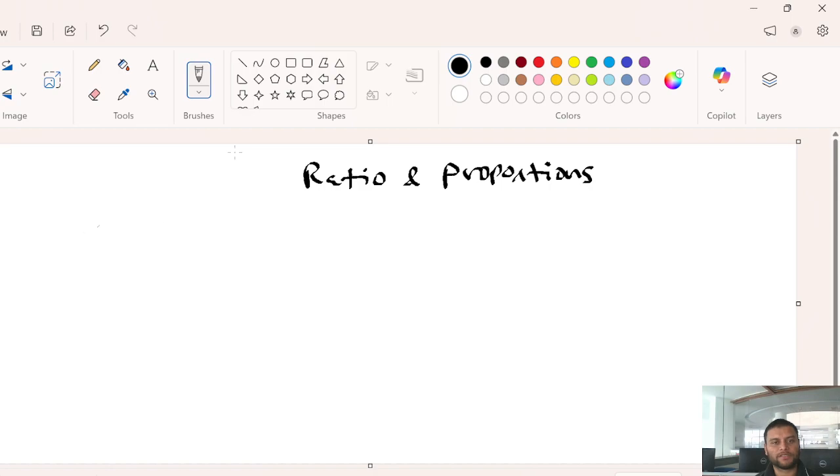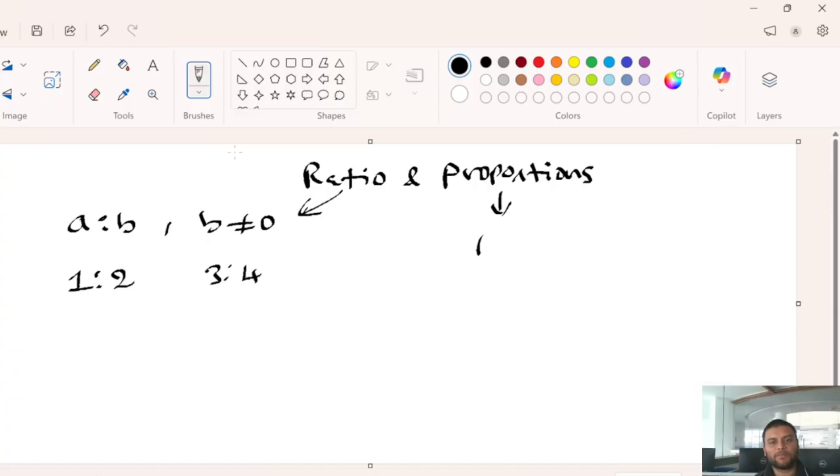Everyone knows, guys, two numbers written in this form, A is to B, is called a ratio, where B must not be equal to 0. For example, we can say 1 is to 2 is a ratio, 3 is to 4 is a ratio, and the denominator part should not be equal to 0. This is a ratio, guys. We have another term, proportion.